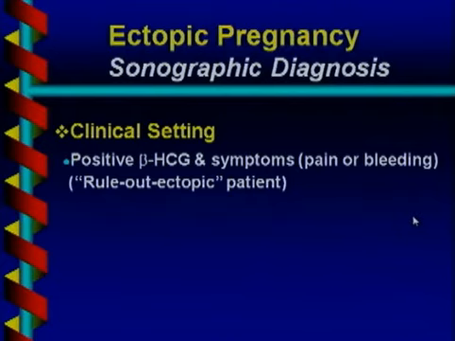A woman who has a positive pregnancy test combined with symptoms of pain or bleeding is one in whom, when we're doing an ultrasound, we are doing it to rule out ectopic pregnancy. So we suspect ectopic pregnancy clinically in women with a positive pregnancy test and symptoms of pain or bleeding, and we often call such a patient a rule-out ectopic patient.